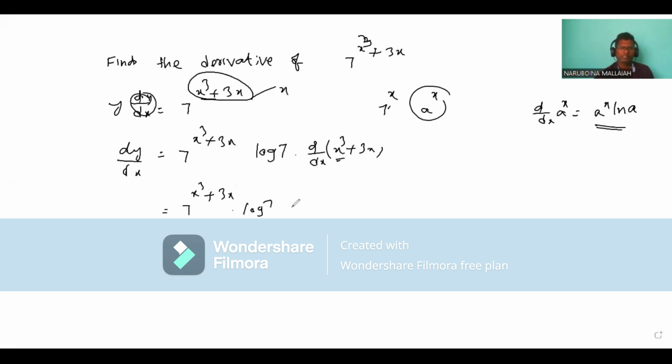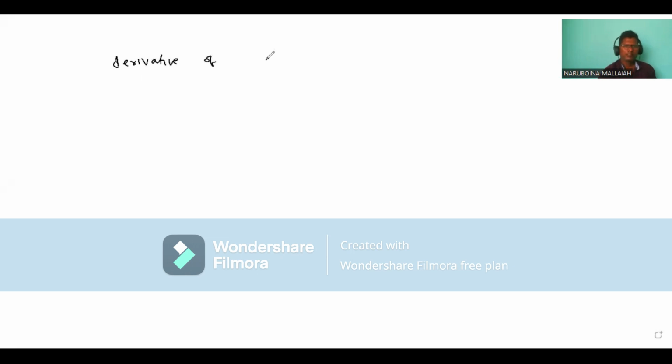Derivative of x cube is 3x square. Derivative of 3x is 3. So this will be the required answer. dy by dx is equal to 7 to the power of x cube plus 3x into log 7 into 3x square plus 3. Find the derivative of x cube plus 6x square plus 12x minus 30, whole to the power of 100.